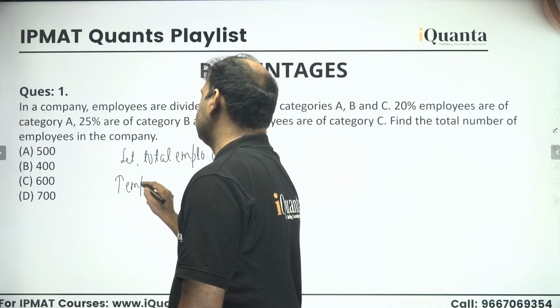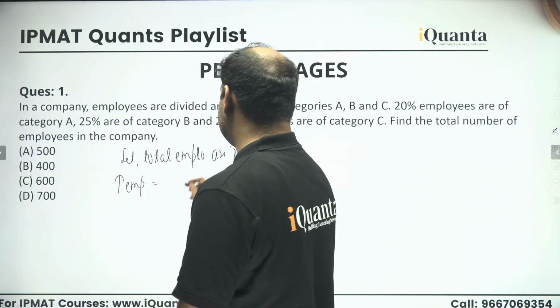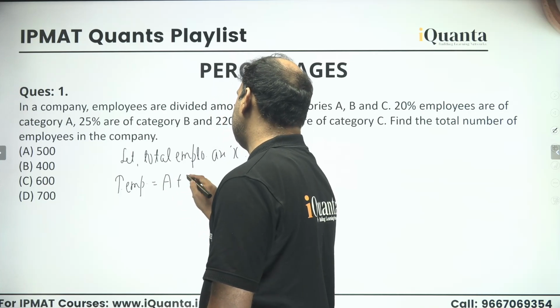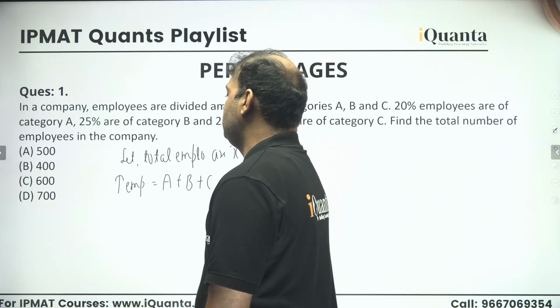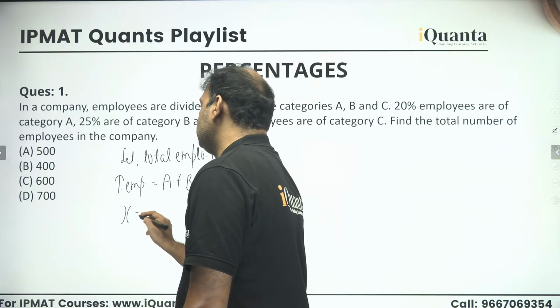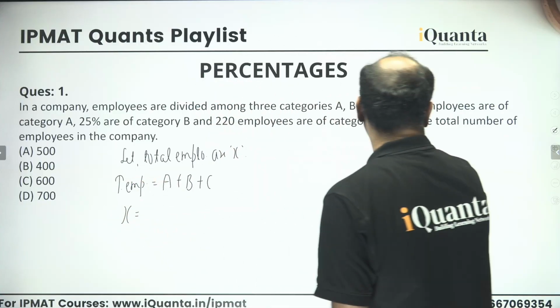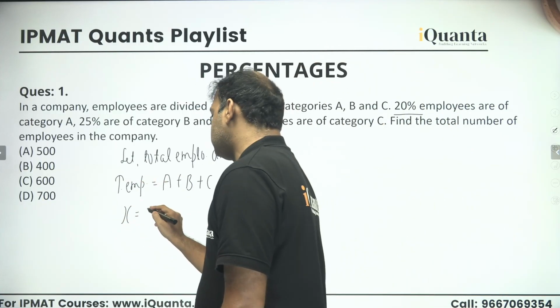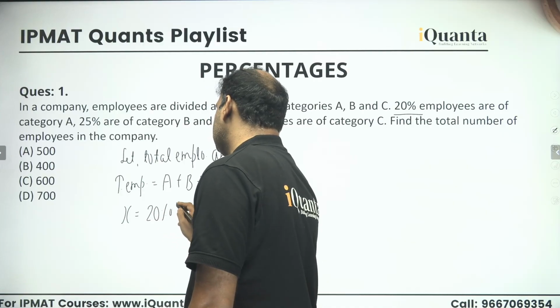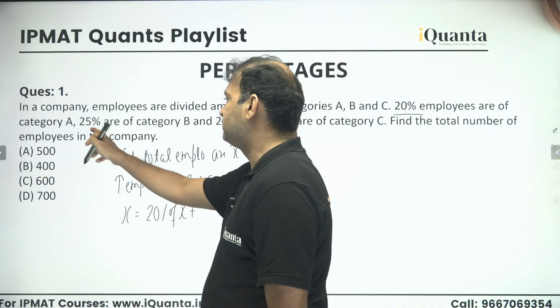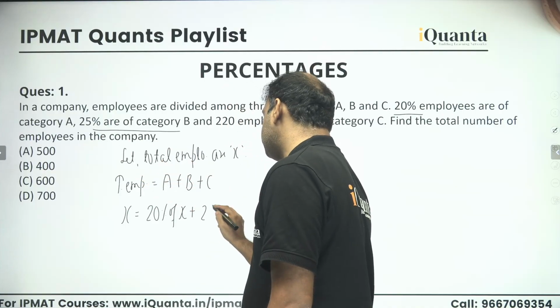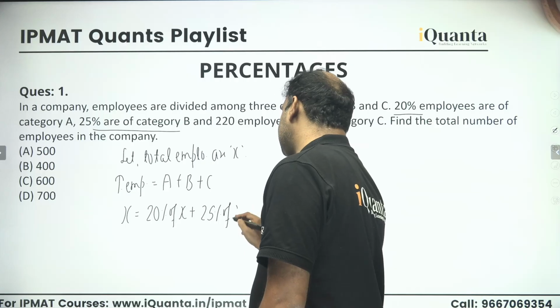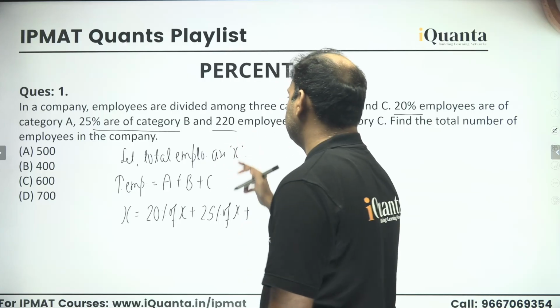We can also say the total employees are the employees of category A plus category B plus category C. Total employees we assumed as X. The number of employees in category A must be 20%, so we can say 20% of X. For category B we used to say 25%, so we'll add 25% to this. And category C is given to us, which is 220, right?